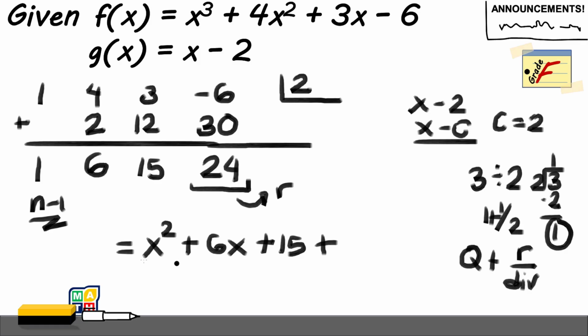So similar here, this was our quotient earlier, plus your remainder of 24 over our divisor of x minus 2. Notice we use plus here because this is positive 24. In case this is negative 24, we're going to use minus. So this is now the complete result when we divide f of x by g of x using the given functions. We have x squared plus 6x plus 15 plus 24 over x minus 2 using the synthetic division.